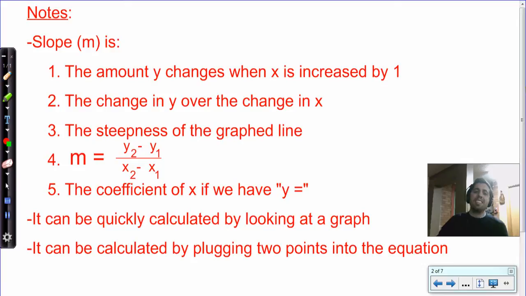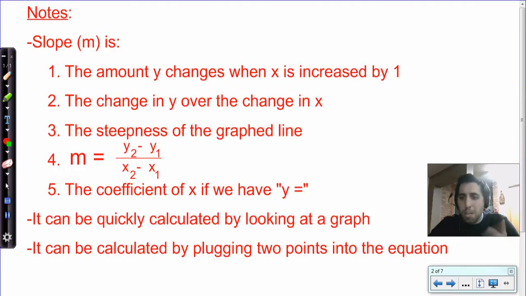2, it is considered the change in y over the change in x, or the change in y divided by the change in x. 3, a really basic way to describe it is to say, what's the slope? Oh, that just tells us how steep the line is. So again, as we go to the right, as we increase x by 1, how steep is it? Does it go up to the right really steep? That'd be a big slope, big positive slope.